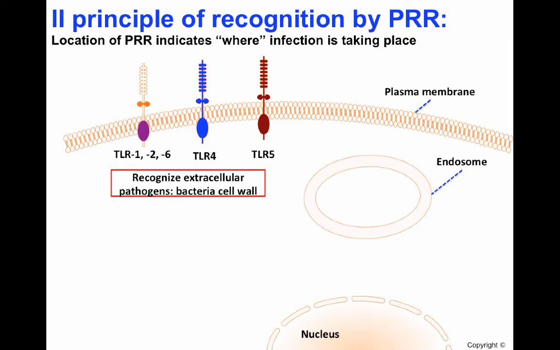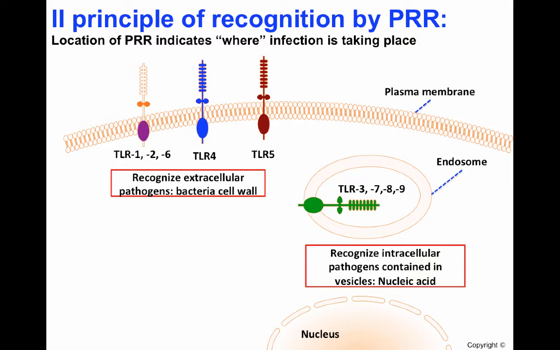PRRs are also found in vesicle compartments like the endosome. In this case, the pathogens are phagocytosed and recognized by PRRs inside the vesicles. Examples of these are TLR 3, 7, 8, and 9, which recognize nucleic acids found in the pathogens.